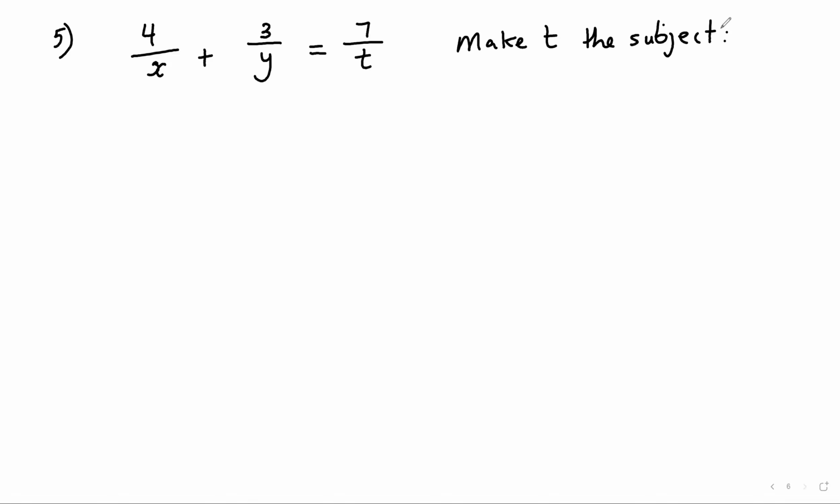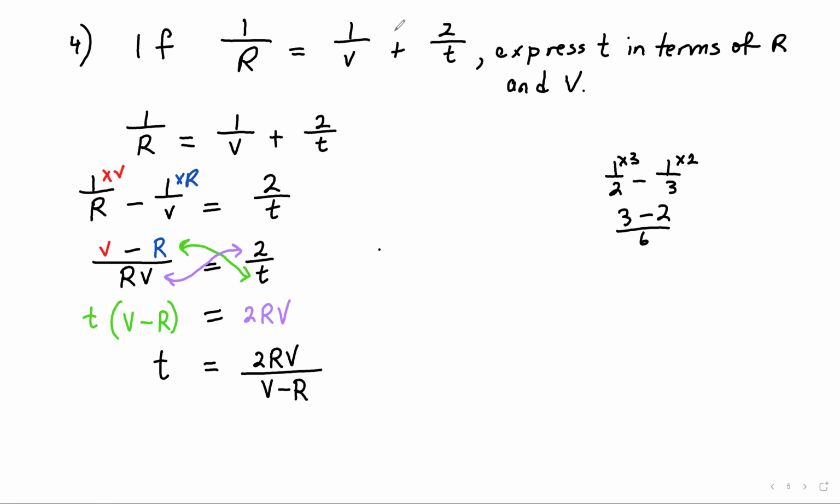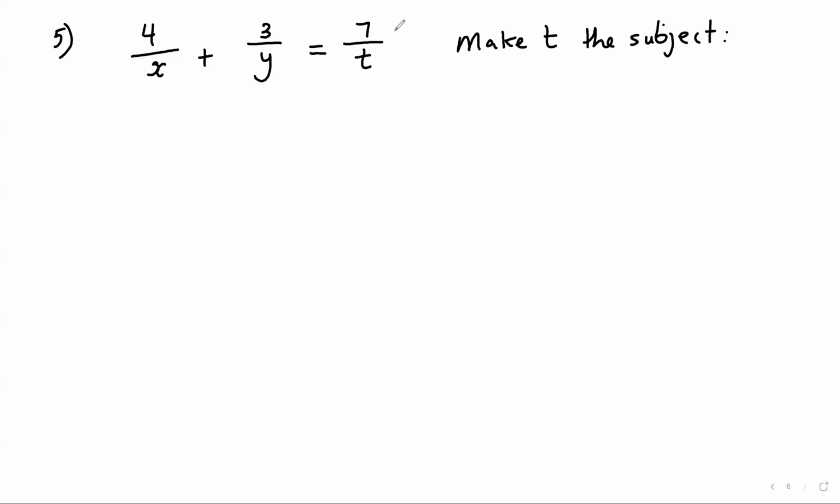So unlike the last one, where I had to move 1 over v to the other side, I already have 7 over t by itself on this side. So the first thing I'm going to do, because it's fractions on both sides, I want to simplify the left-hand side, all right? Now, these are different denominators, and you cannot add with different denominators. So the common denominator here will be x times y, which is xy.